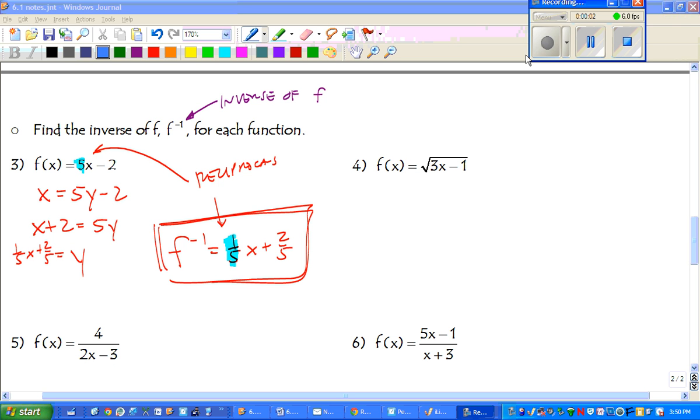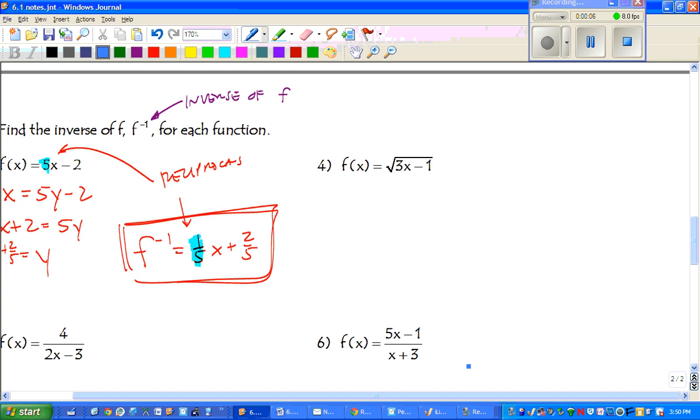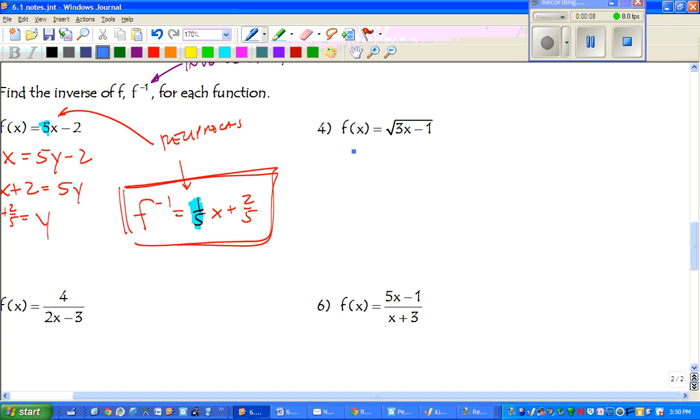In number 4, we have a square root function, and we want to find the inverse of that. So start off by switching the x and the y, and solve for the new y. So we're going to square both sides. x squared equals 3y minus 1.